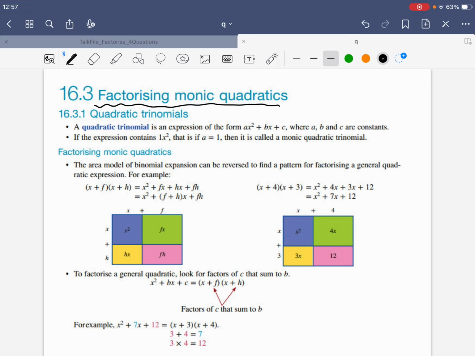So monic means, this is a quadratic expression, and if the expression contains 1x squared, so when a equals 1, then it's called a monic quadratic trinomial. What does trinomial mean? Trinomial is just ax squared plus bx plus c. So there are 3 terms, so that's why it's called trinomial. A binomial is like ax plus b. This is a binomial.